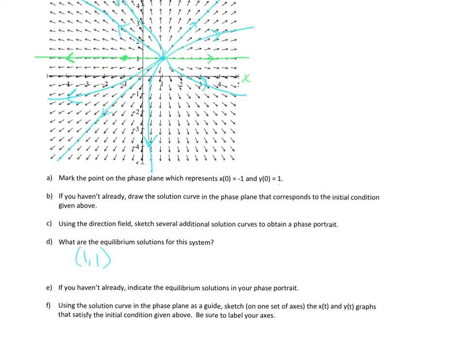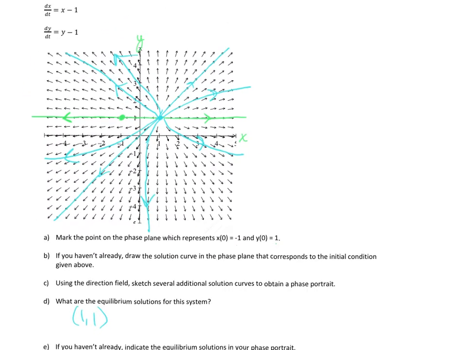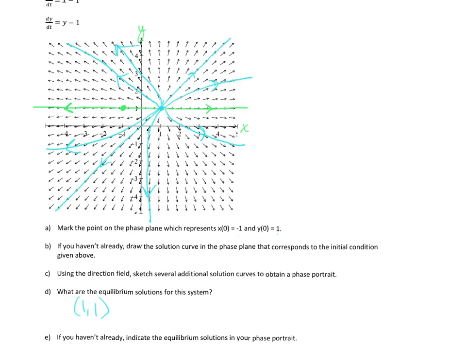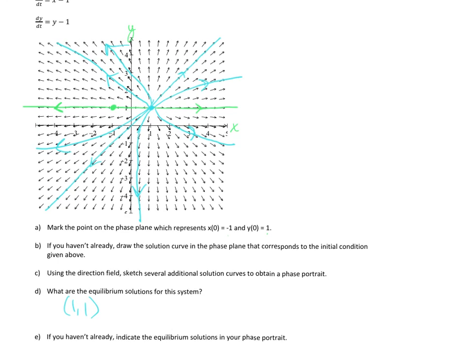Using the solution curve in the phase plane as a guide, sketch on one set of axes x of t and y of t graphs that satisfy the initial condition given above. Okay, so I'm going to draw it next to the phase plane so that we can refer to it as needed. Okay, so this is t. And let's see, I'm going to do x in orange.